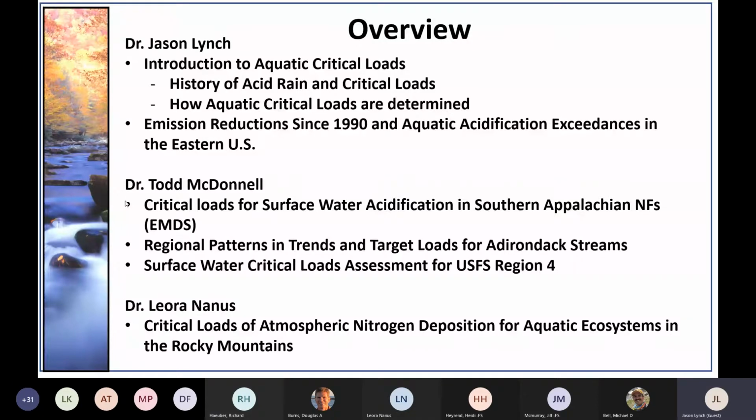Following me will be Dr. McDonnell. He will focus on three case study areas and projects that he's worked on in the Southern Appalachians, in a new study recently published in the Appalachian streams. And then lastly, some work he did with the U.S. Forest Service in Region 4. That will be followed by Dr. Nanus, who will be talking about critical loads of nitrogen and aquatic systems in the Rocky Mountains.